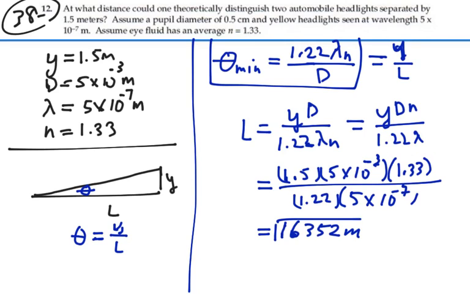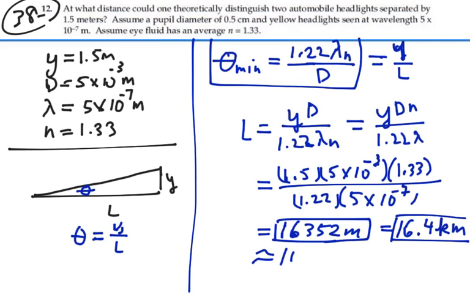So that is the distance that we can resolve these headlights, 16,352 meters, which is 16.35 or 16.4 kilometers. A mile is about 1.6 kilometers, so this is approximately 10 miles. So at 10 miles away, our eye would be able to distinguish the two headlights at that distance away.